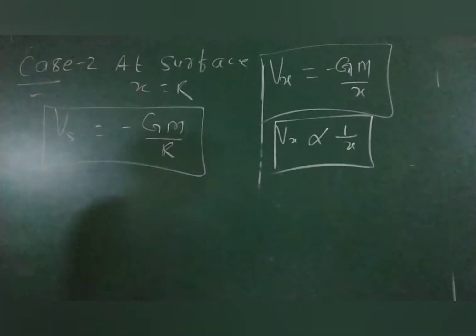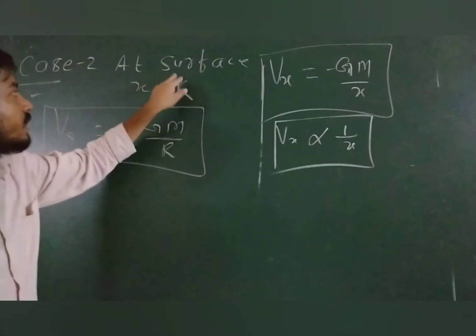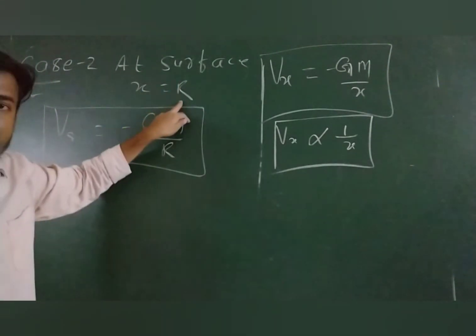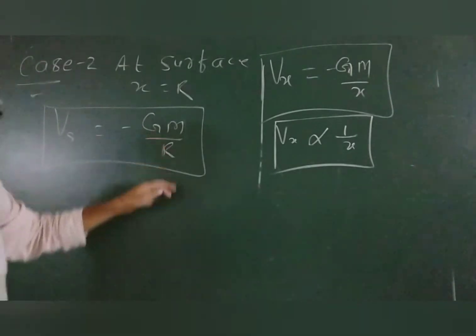Now see the second case, gravitational potential at the surface. At the surface, x should be our radius. So here it becomes minus GM by r.